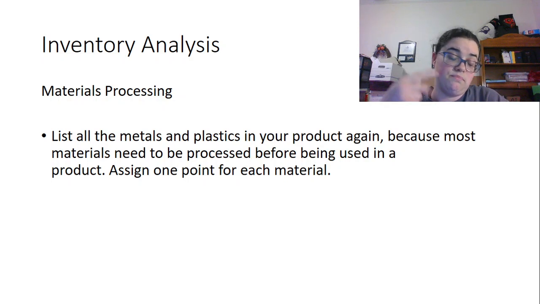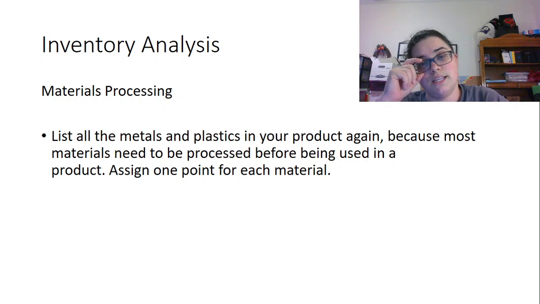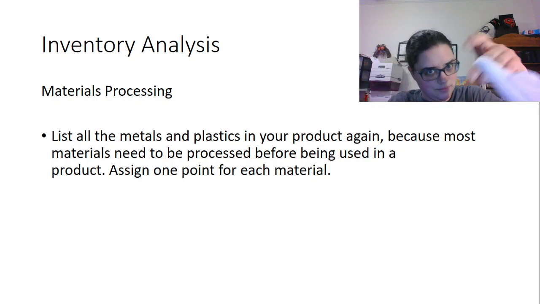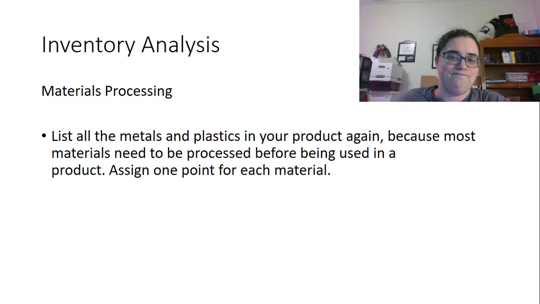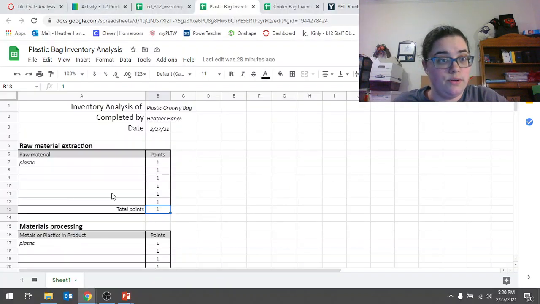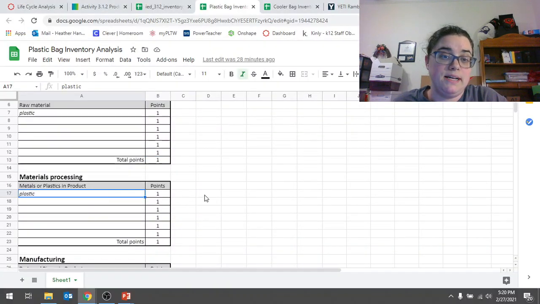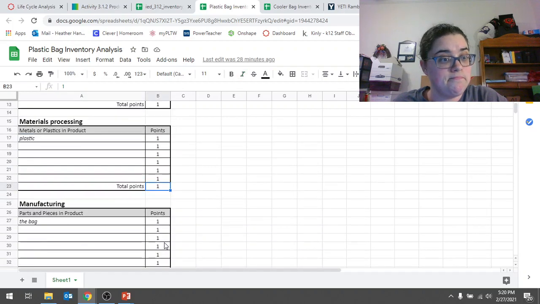If you have metals, if you have plastics, list them again in the material processing because those things have been processed. They obviously don't come out of the ground looking like that. They don't come out of nature. They've been processed before you can actually use them. So materials processing, I've relisted my plastic. That's 1 point.